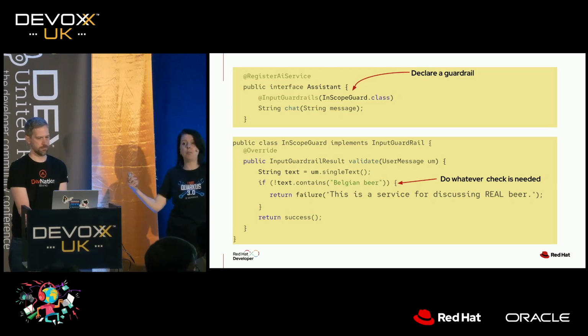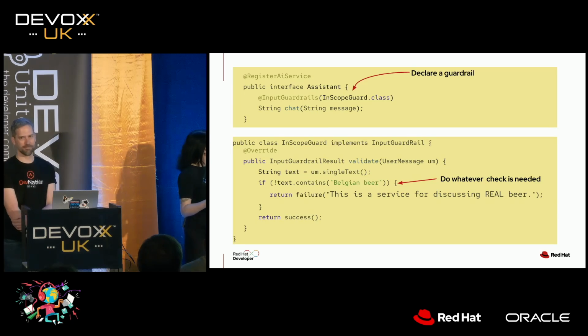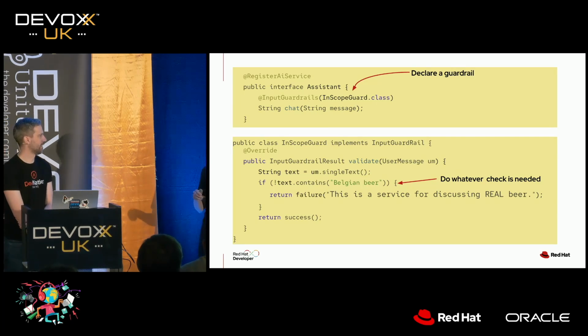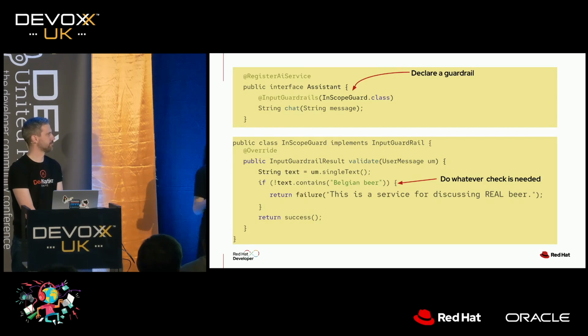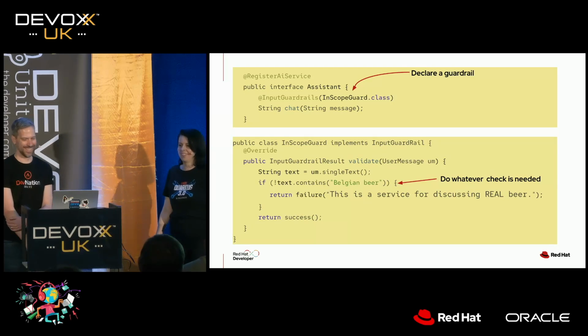What the LangChain framework is giving you is those points where you can declare them. So here, for example, I'm saying I want to have an input guardrail. This is the class of my input guardrail. And here, your guardrail could call out to a model. It could call out to a search. Here we're just doing a really simple analysis, which is if the text doesn't include the words Belgian beer, then we complain that this is a service for discussing real beer.